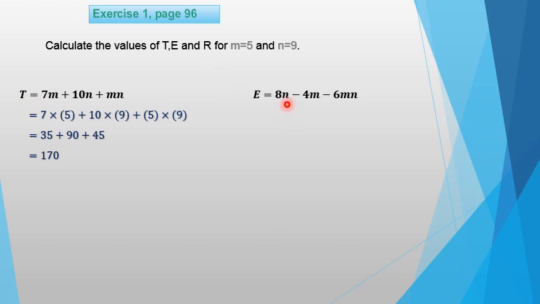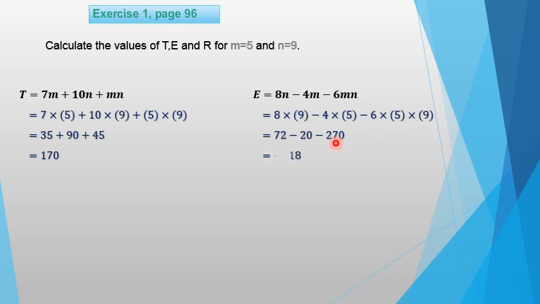E equal 8N minus 4M minus 6MN. We have to start by replacing M by 5 and N by 9. So it's 8 times 9 minus 4 times 5 minus 6 into 5 times 9. Subtraction and multiplication, so of course priority goes to multiplication. 8 times 9 is 72, 4 times 5 is 20, and 6 times 5 is 30, 30 times 9 is 270. 3 times 9 is 27, and since we have 30 times 9, I add 0 to the answer.